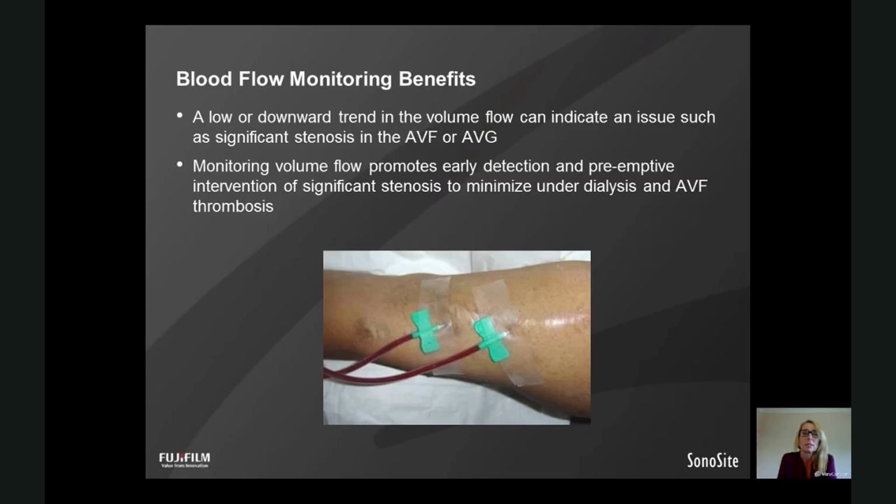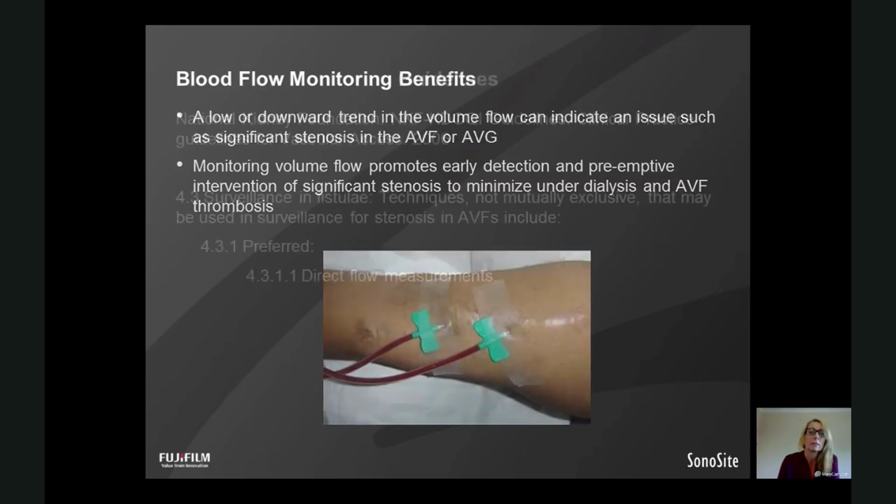So we use it in the units that I've worked in regularly. We do volume flow or access flow measurements sometimes monthly, sometimes twice monthly, and sometimes in the home population only every 3 months. It really does depend on the fistula, but regular volume flow monitoring, in my experience, really helps us detect issues and intervene early.